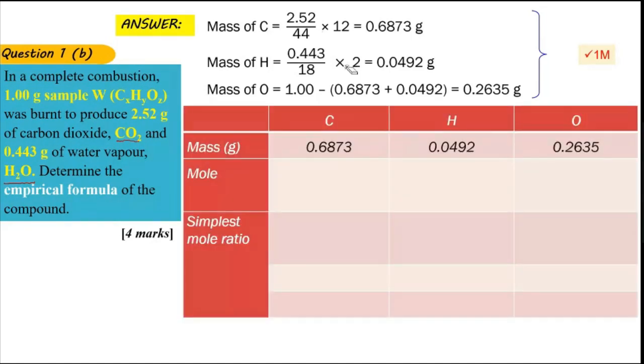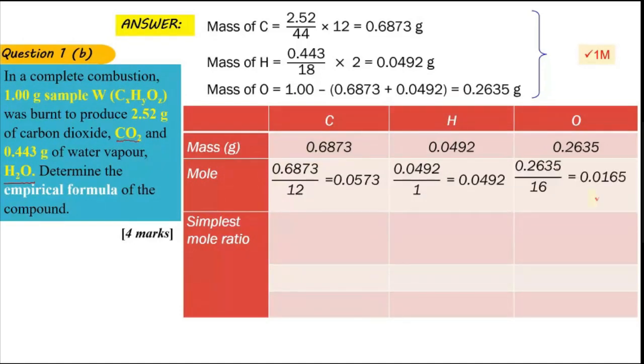Tabulate your answer. As usual, list out the elements, then mass in gram. You just take from what you have calculated, put into the table, then calculate the mole for each element, divide by their respective RAM. And then to get the simplest mole ratio, you divide by the smallest. These 3 mole figures need to be divided by 0.0165.